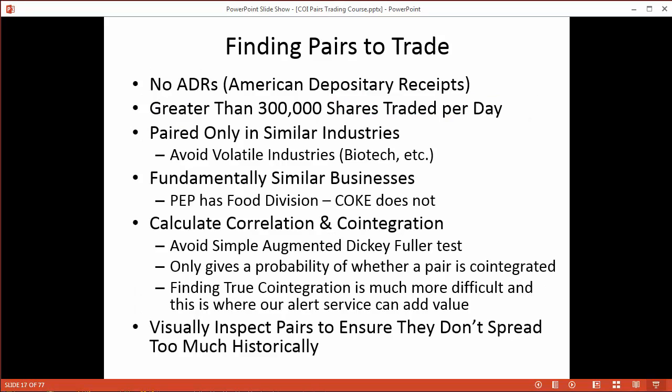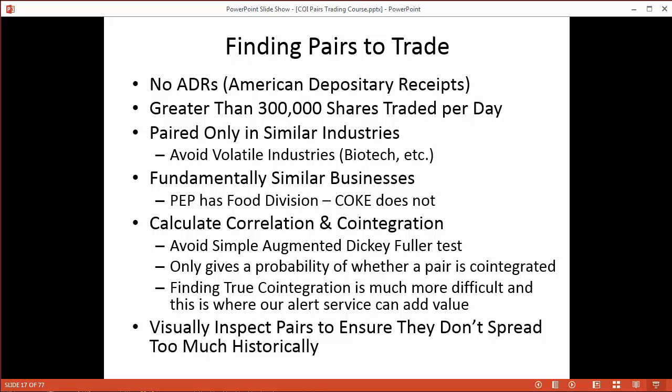Okay, here are some criteria that will help you pick pairs that have a better chance of being profitable as trading vehicles. The first one is no ADRs. ADRs are American Depository Receipts. Essentially, they're foreign stocks that trade on U.S. exchanges. So we generally want to avoid these kinds of stocks because since they are foreign stocks, they are vulnerable to the fluctuations in currency. So we just don't want to have that risk on one side of our pair, let's say.